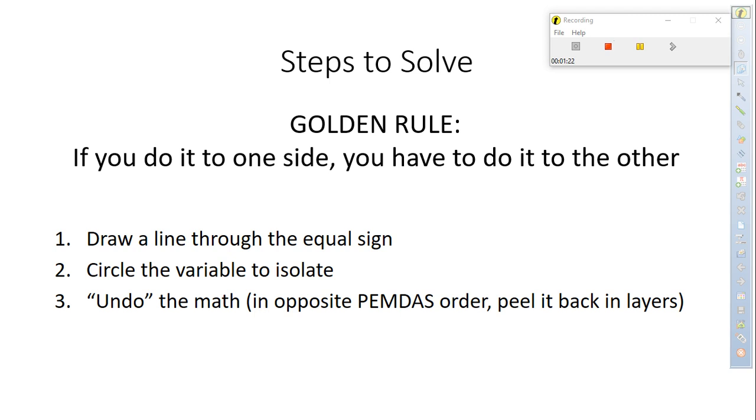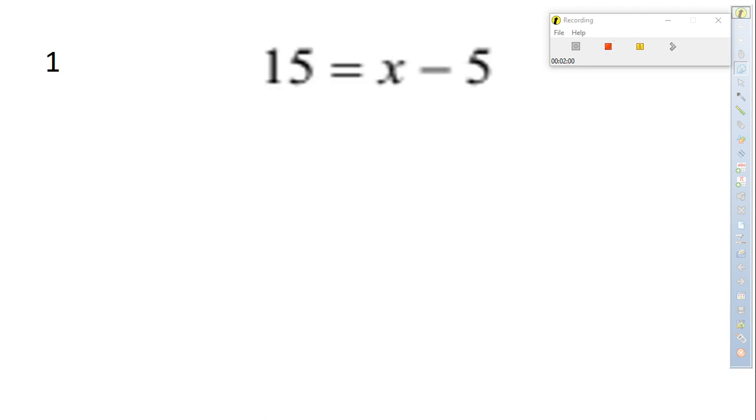Some other things that we have to be aware of is invisible math. Invisible math means if you have a minus x, there's that invisible 1 in front of that x. There's a bunch of different invisible math that we'll go through this year, but that's going to be the main one that affects us with solving equations. So let's just do a couple of examples together.